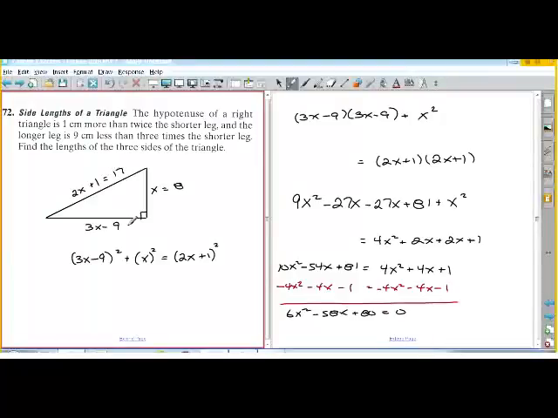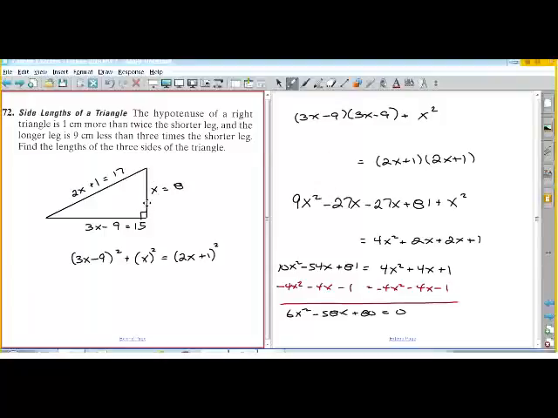So this is 8. This is going to be equal to 17. And this is going to be equal to 24 minus 9, which is 15. So let's just double check. Let's take 8 squared plus 15 squared is equal to 289. Take the square root and you get 17.